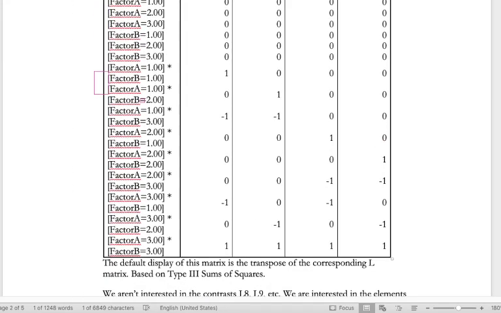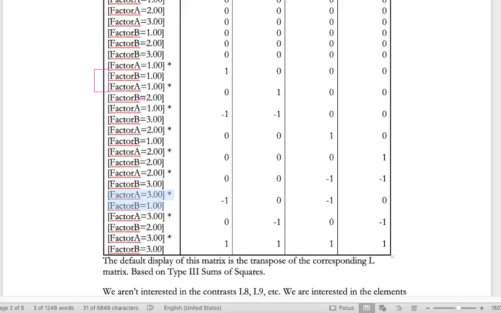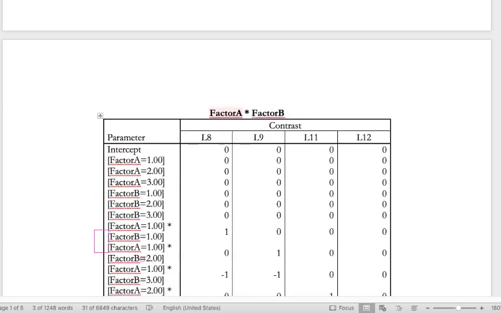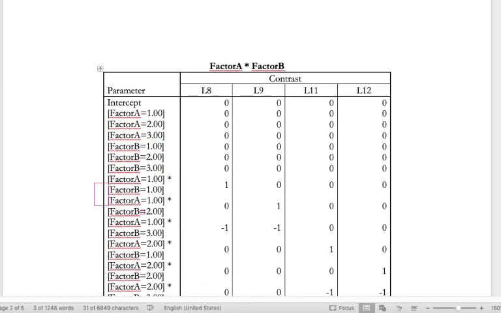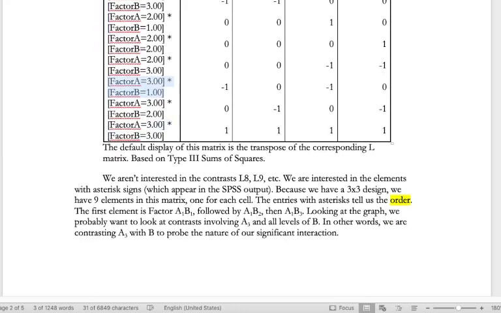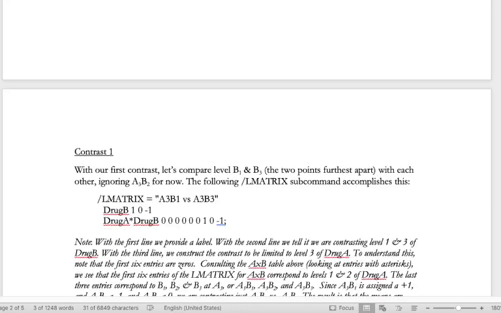Again, we know that this last one is A3B3, and this third to last one is A3B1, because here you can say, okay, this last thing here is A3B3. And if we look back, okay, here's the third to last, and it's A3B1. So remember, all this table is telling you is what order I need to put my contrast coefficients in. That's all it's telling you.